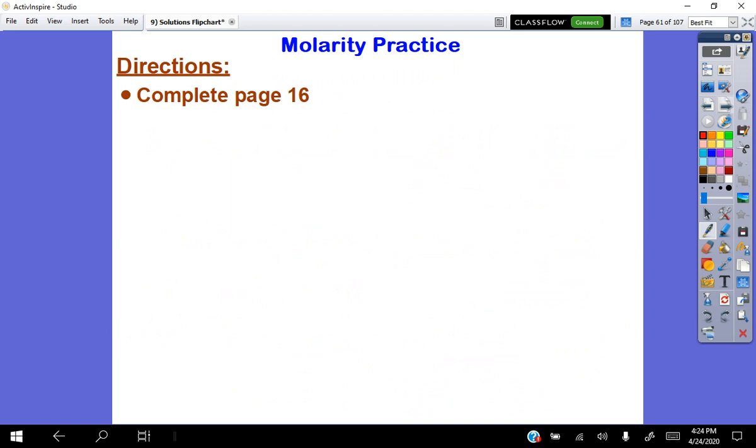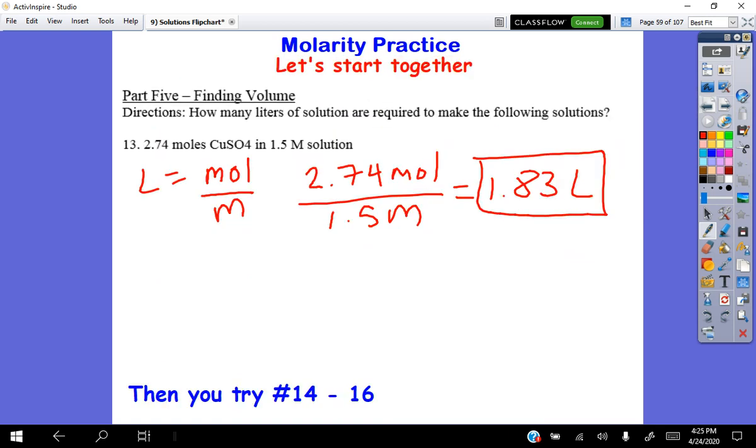Okay. The next several sets of problems are a mix of all of the types. So before I set you free, remember, look for the context clues in the problems. If it's asking for how many of something, that means that's the variable by itself, and that's the equation we need to use. If it's asking for how many liters, use the third equation.